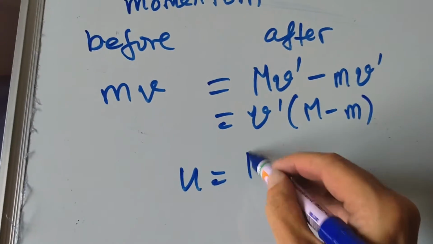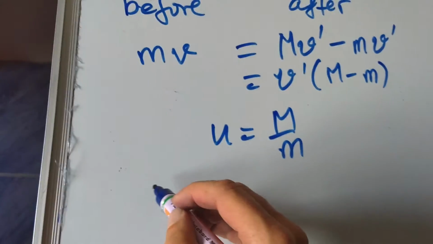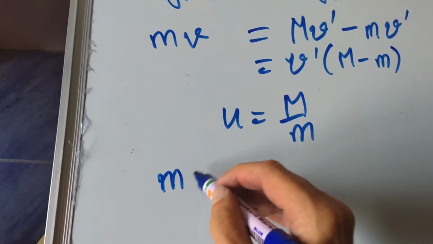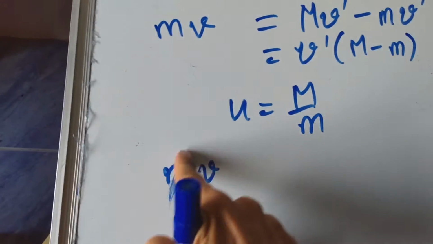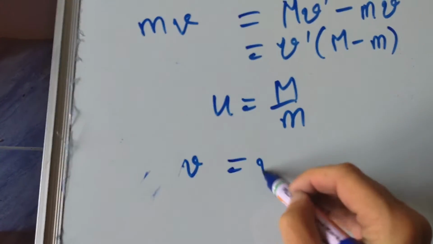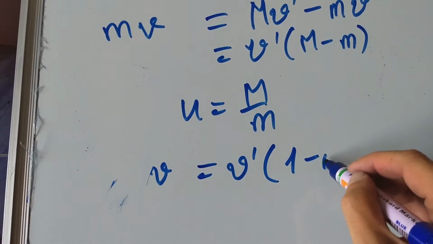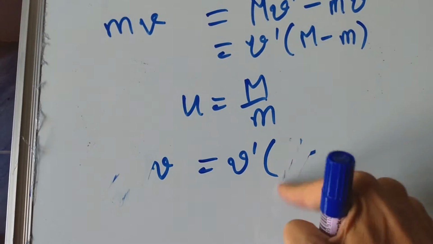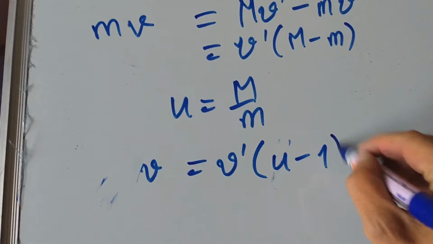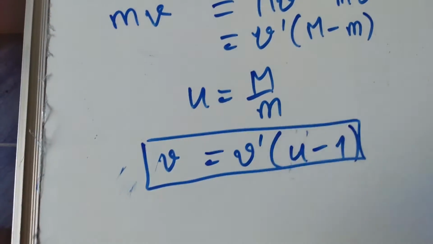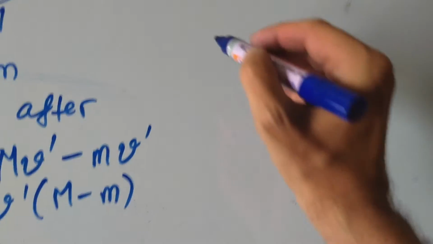Let's introduce that variable again, u, the ratio of the masses. mv, let's divide by m here. I get v prime times u minus 1. As before. All right, now the energy analysis.